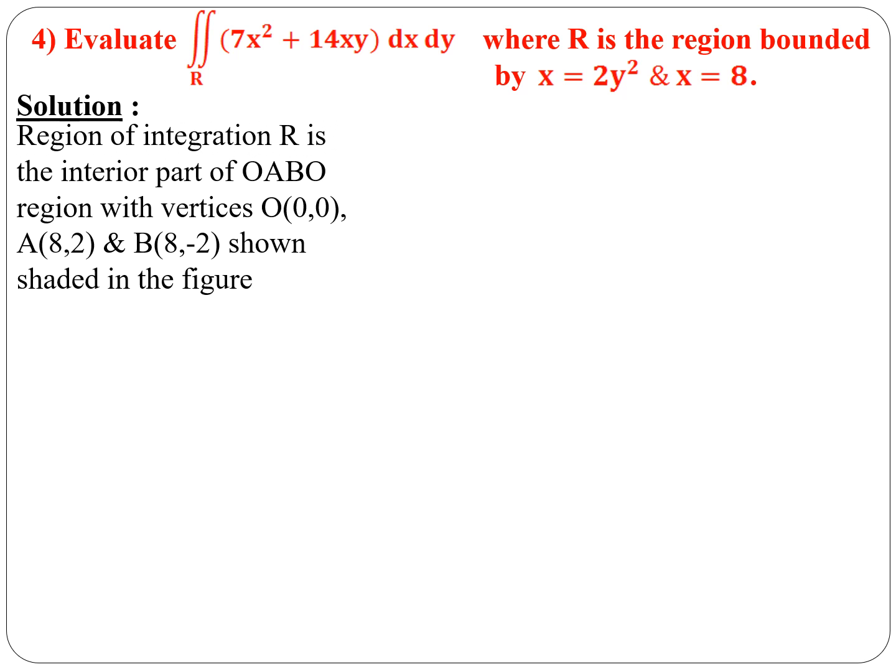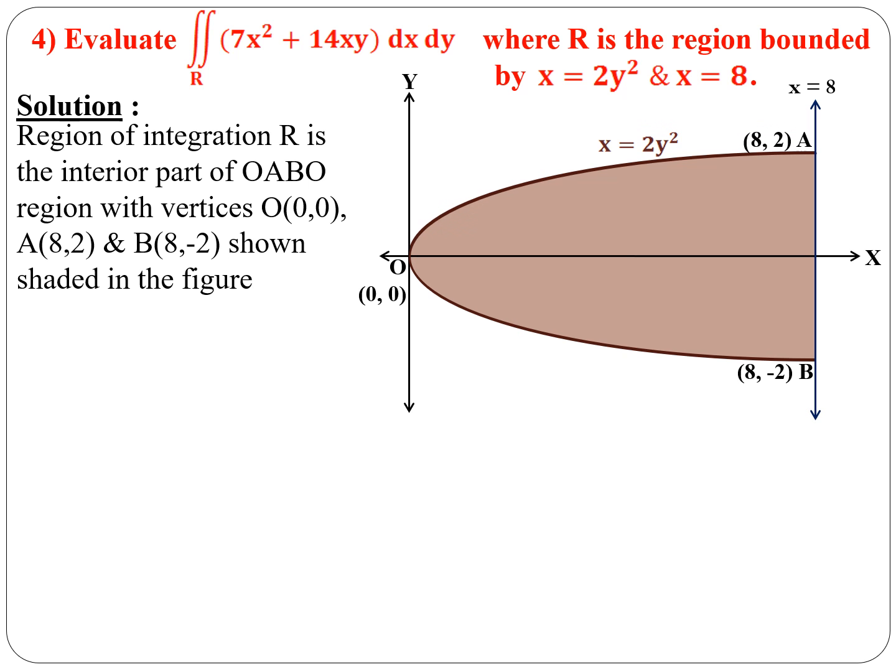Okay, so for this, first you have to find out your region of integration. To find the region of integration, you have to draw the parabola x = 2y² and the line x = 8 on the xy plane. So here is the xy plane, with the graph x = 2y² and x = 8. The bounded area is denoted by the shaded area.